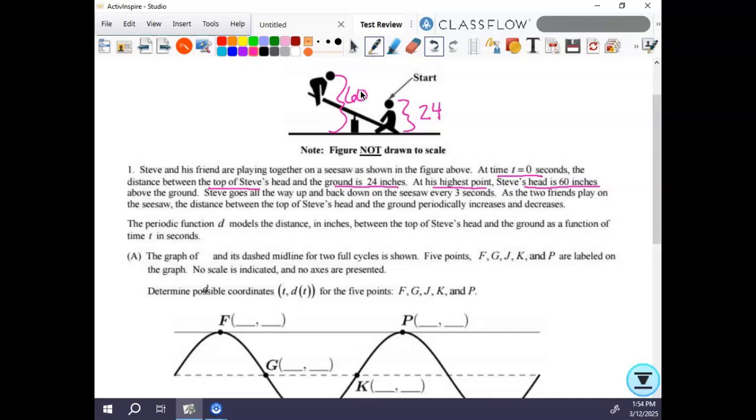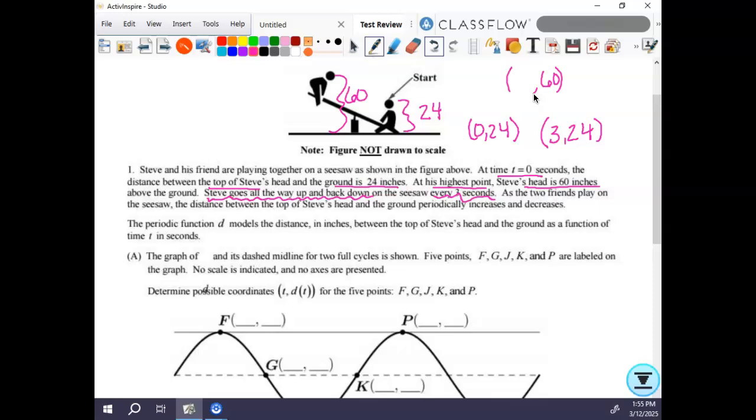Steve goes, and this is what some people had trouble figuring out, all the way up and back down on the seesaw every 3 seconds. So if he starts down here at (0, 24), then he's going to go up and come back down. So in 3 seconds, he's going to be back at 24. In between the two minimums, there would be a maximum of 60 for the y value, okay? And it would be halfway in between, so it's also halfway between 0 and 3.